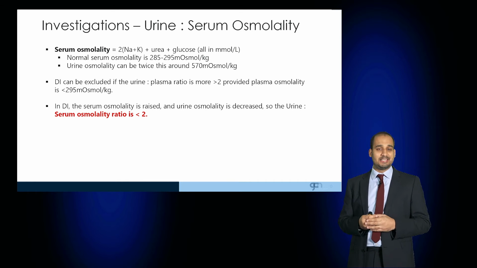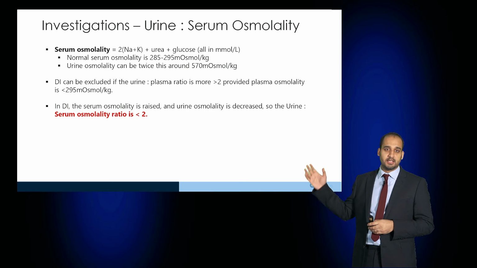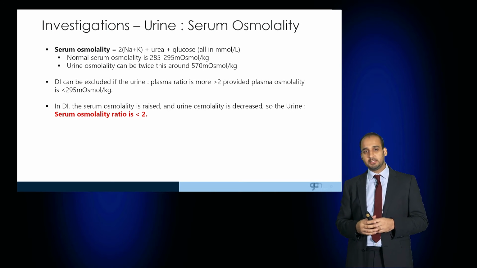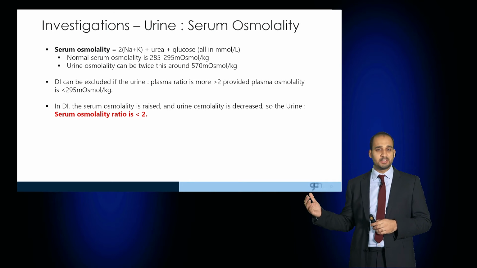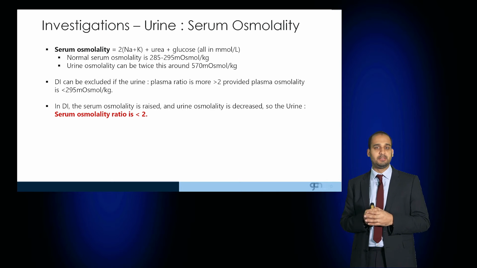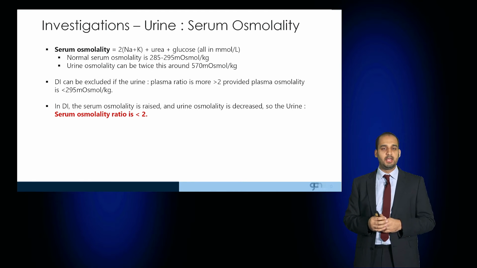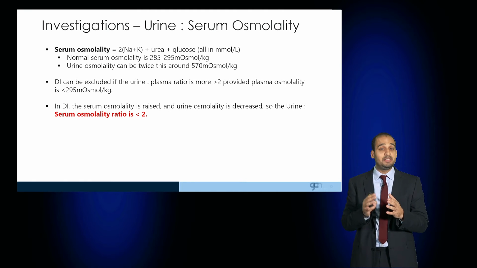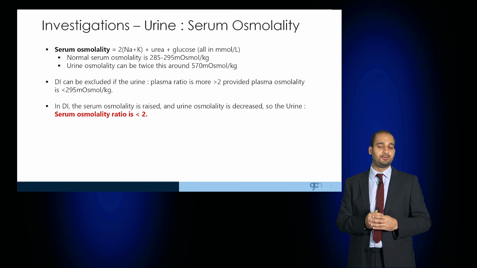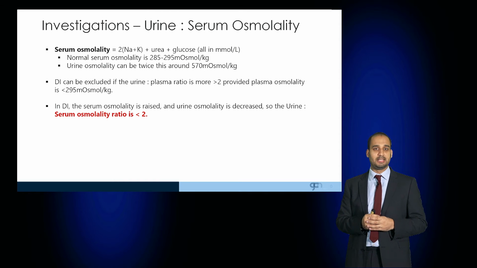Serum osmolality is calculated. This is the sodium plus the potassium multiplied by 2 plus the urea and the glucose, and a normal serum osmolality is between 285 and 295 milliosmoles per kilogram. Urine osmolality can be twice this, around 570 milliosmoles per kilogram.